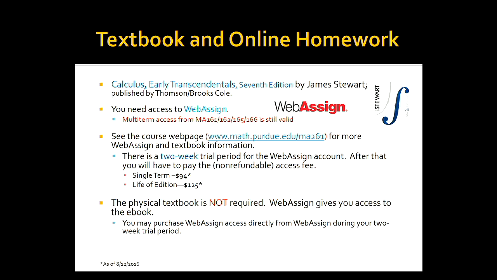Now, if you are new to Purdue, you don't have a WebAssign account yet, you can start doing work right away. WebAssign gives you a 2-week trial period during which you don't have to pay anything. So right after class today, go to the course webpage, click on the WebAssign login link in the middle of that page, and you can start doing homework right away. The first 2 weeks, you don't have to pay anything. After that, you'll have to pay the non-refundable access fee. As of August 12th, the single-term price is $94. Life of edition is $125.